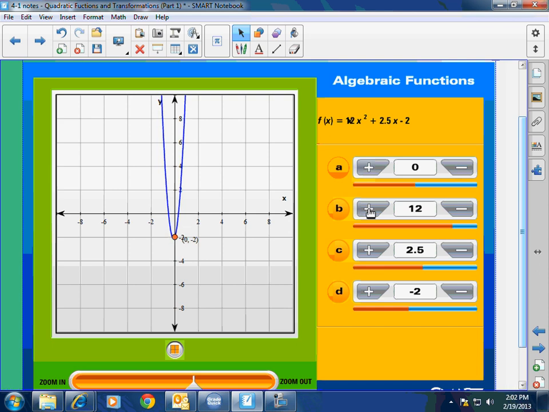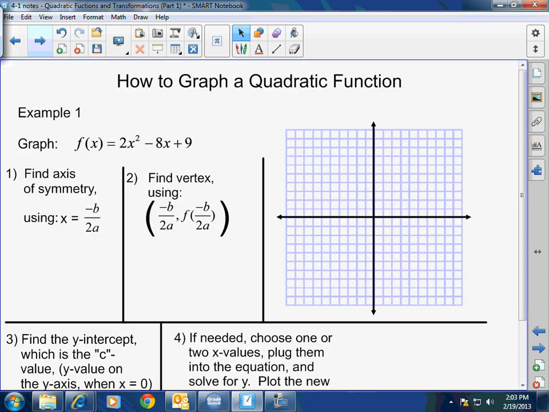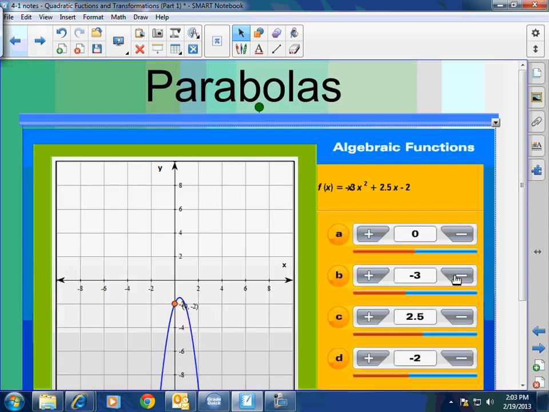What's happening to this graph as my A is getting bigger and bigger? It's getting thinner. What happens as it gets smaller and smaller? It widens. Okay. Try to remember that, guys. Okay? Now look. Why did it go downwards when the A? Because it's negative. Very good. See what I'm saying, guys? So A is very, very important. It's a straight line when A is 0, sir.